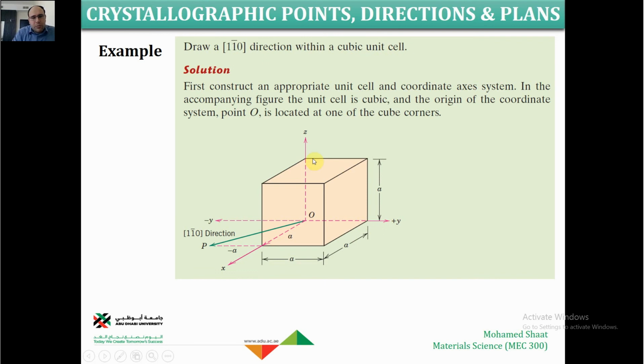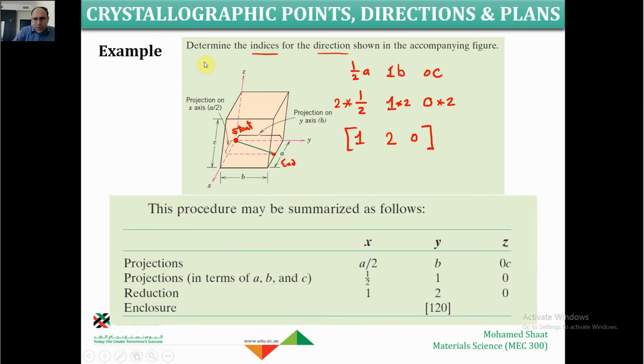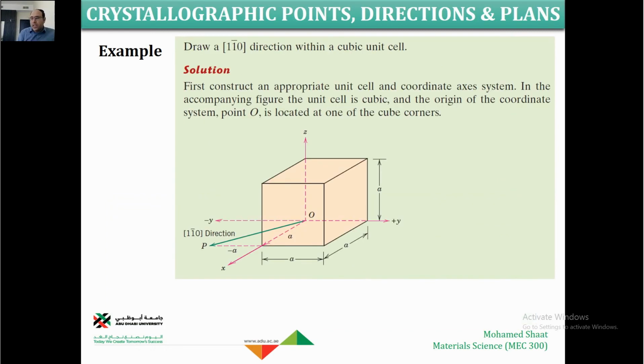All right, so for this example, it is required to draw. In the previous example, the vector was already given, and you were required to find the indices of this vector. Now, how about if the indices are given and you are required to draw the vector? You should know the two skills: for a given vector, what should be the indices, and for given indices, what should be the vector. Draw the vector. It is required to draw this vector direction within a cubic unit cell.